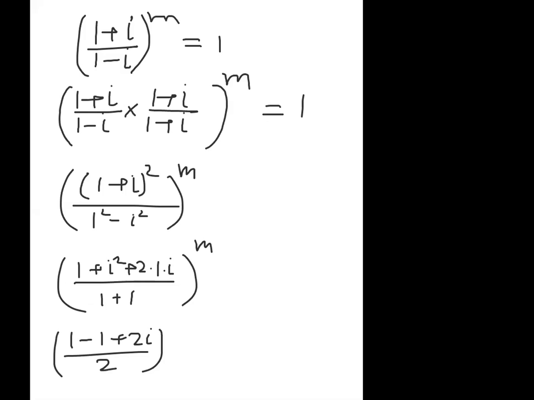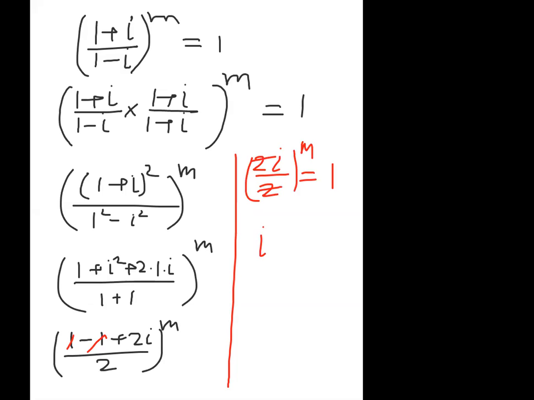Up to this, no problem. No, sir. Fine. Now I could say 2i upon 2 equals i. Sorry, whole power m, I forgot to write. So 2 and 2 cancel, whole power m. So i to the power m equals 1.